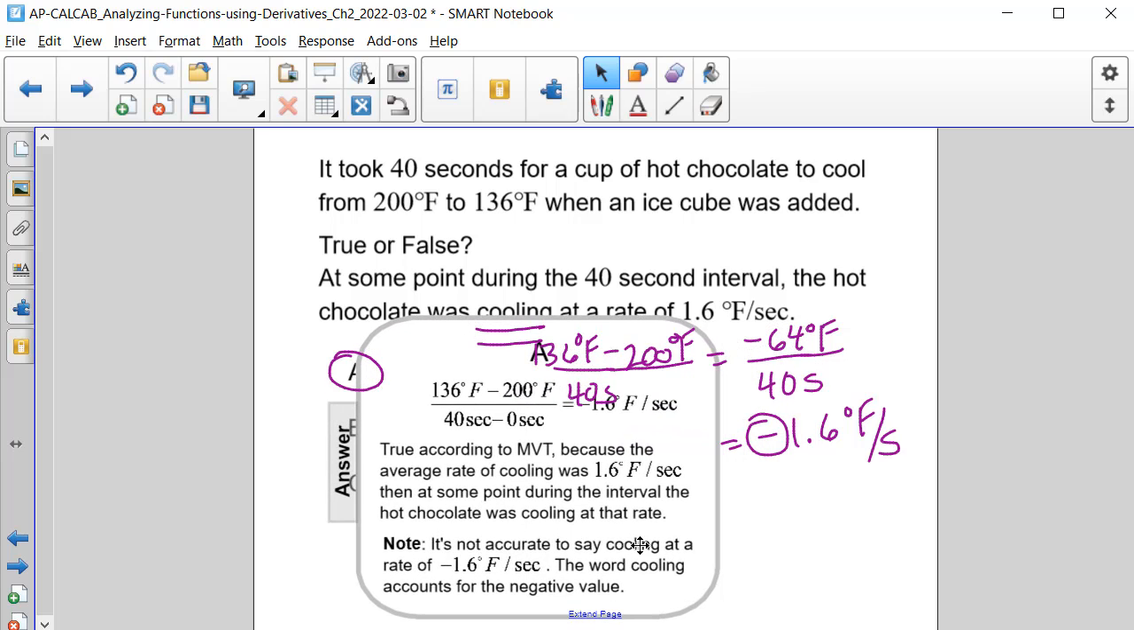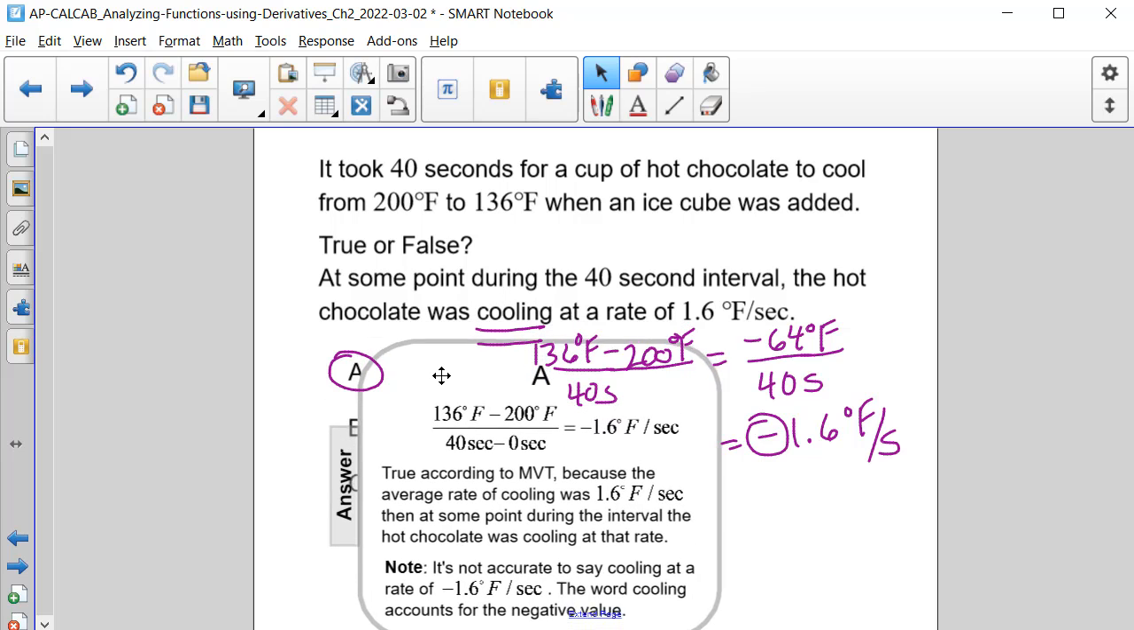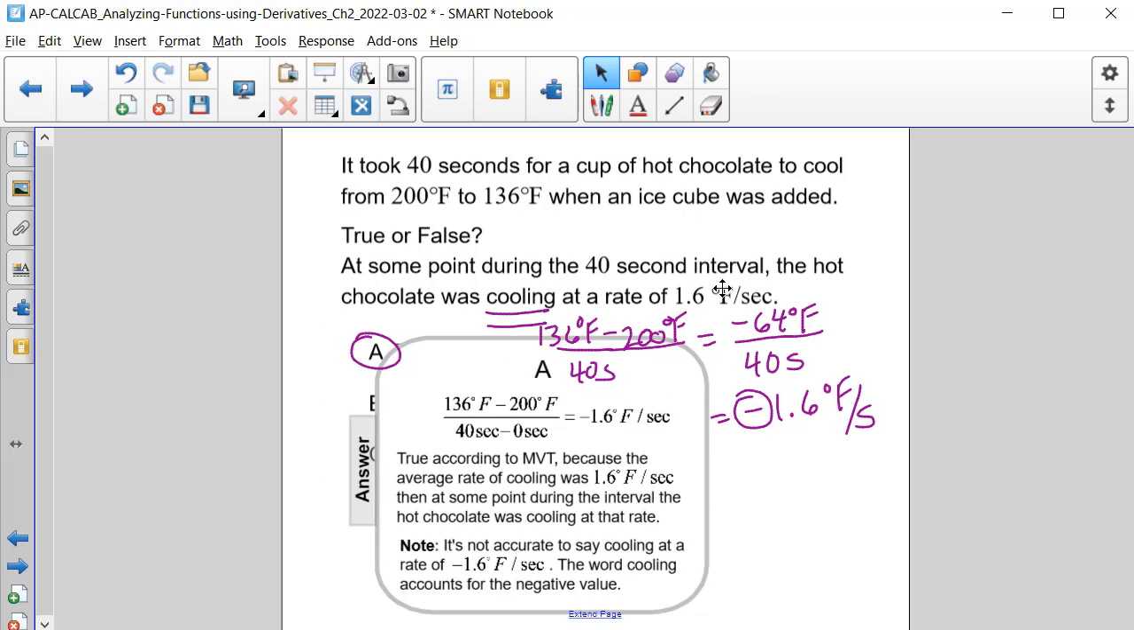It's also worth noting that it's not accurate to say that something is cooling at a rate of negative 1 6/10 degrees Fahrenheit. So the way this wording was in this problem, we did not need to and should not put the negative with this value because the cooling means decreasing or providing that negative value.